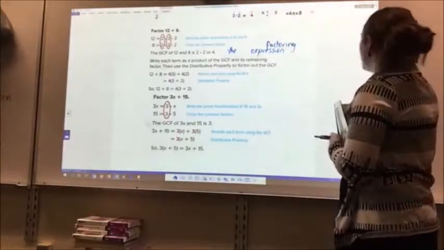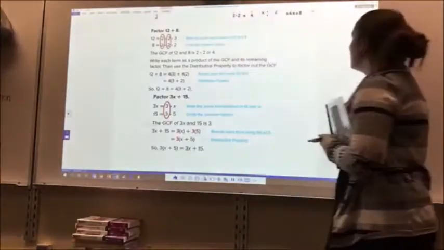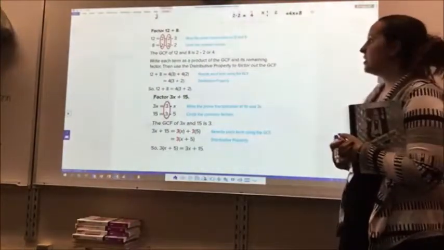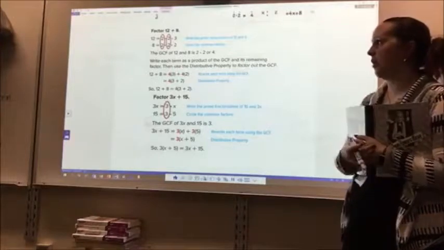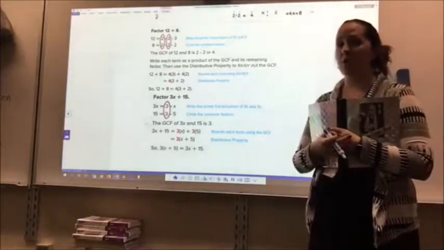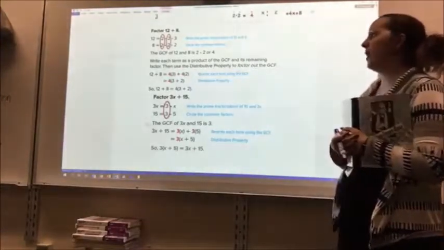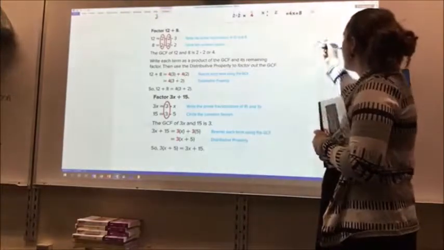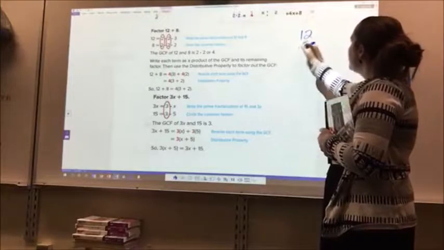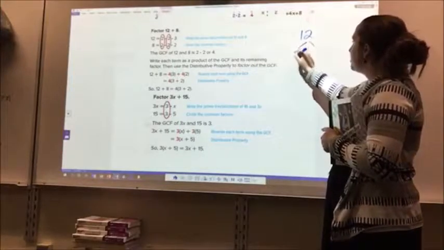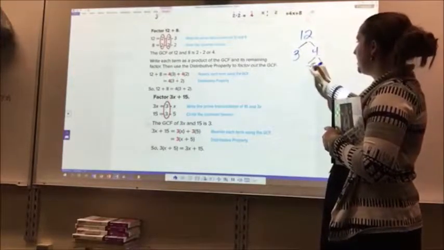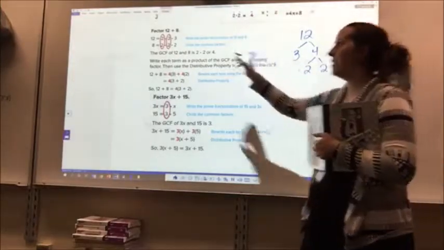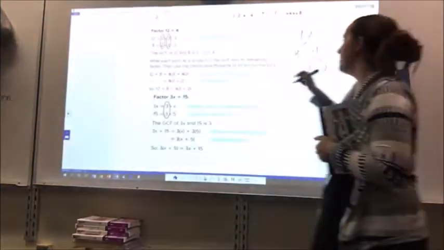All right, so let's take a look at a couple of examples. The first example I want to look at is factor 12 plus 8. So I want to figure out what my prime factorization for 12 plus 8 is. So I write down my factors for 12, and you can do this as a factor tree. So I have 12, which is 3 times 4, and then 4 breaks down into 2 times 2. So my prime factorization for 12 is 2 times 2 times 3.